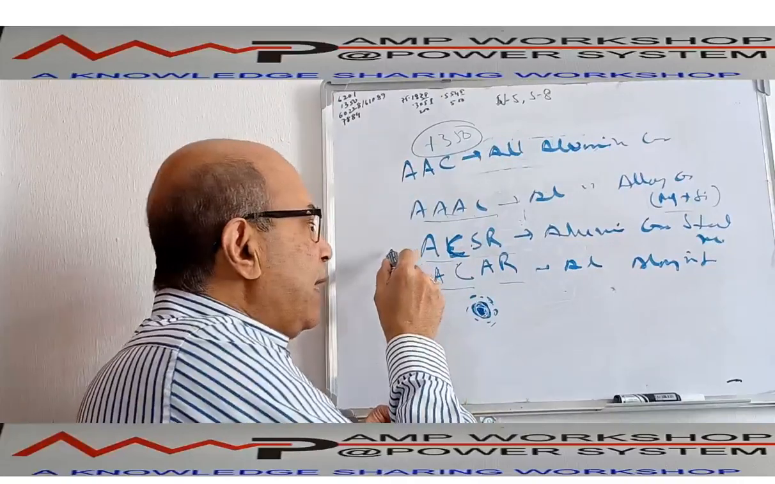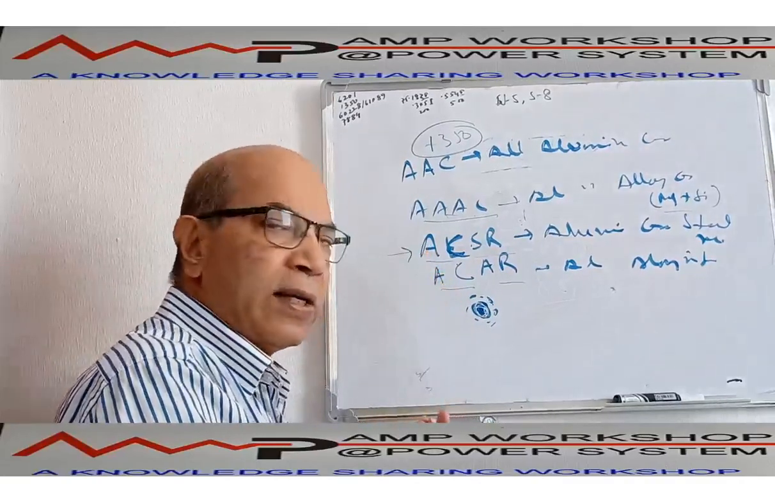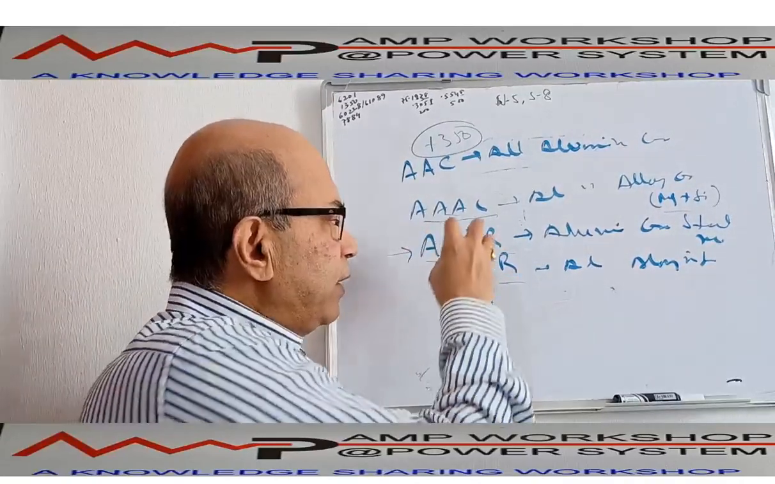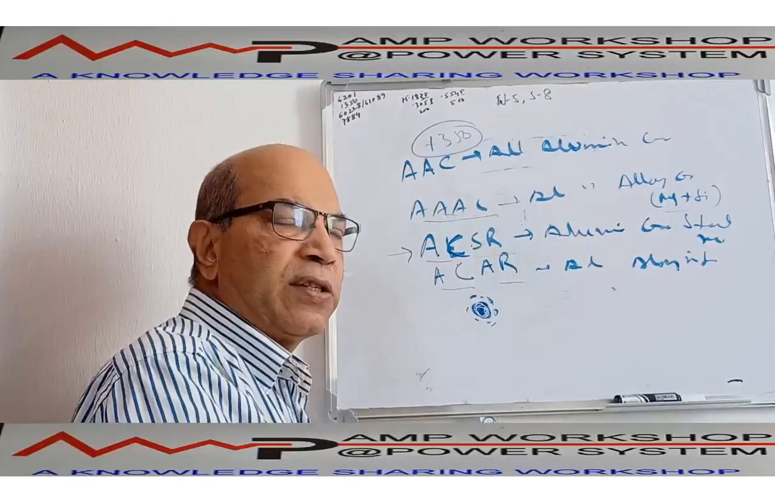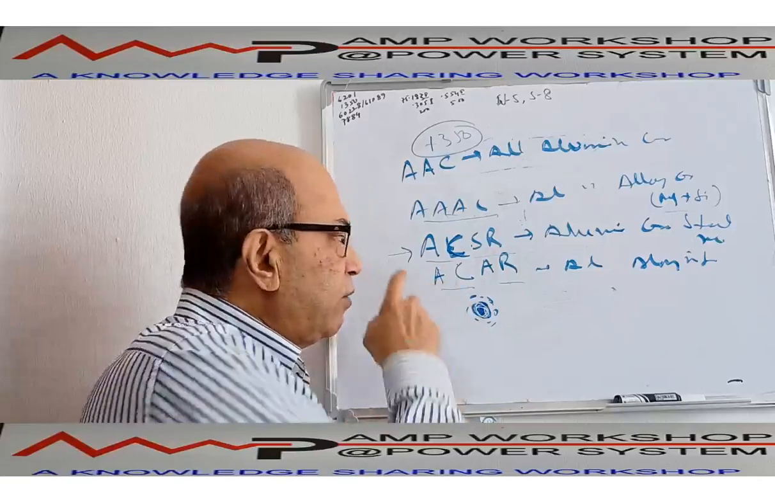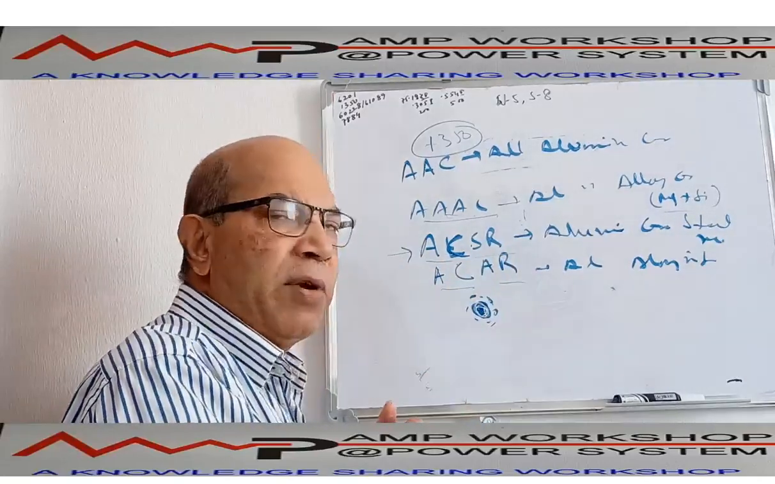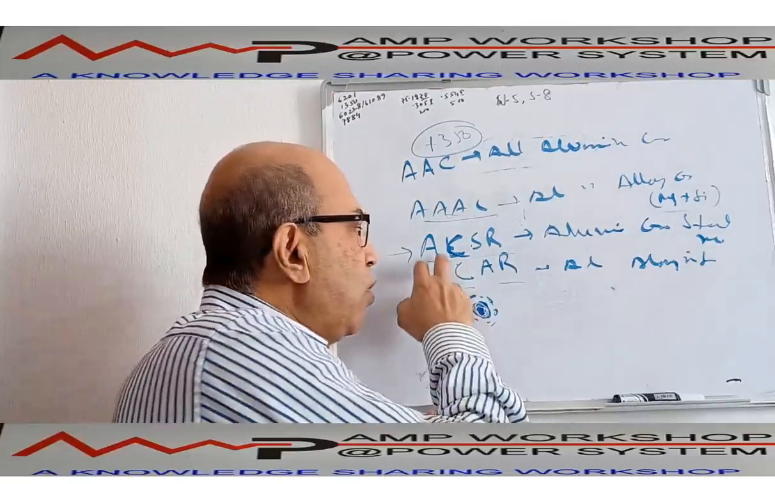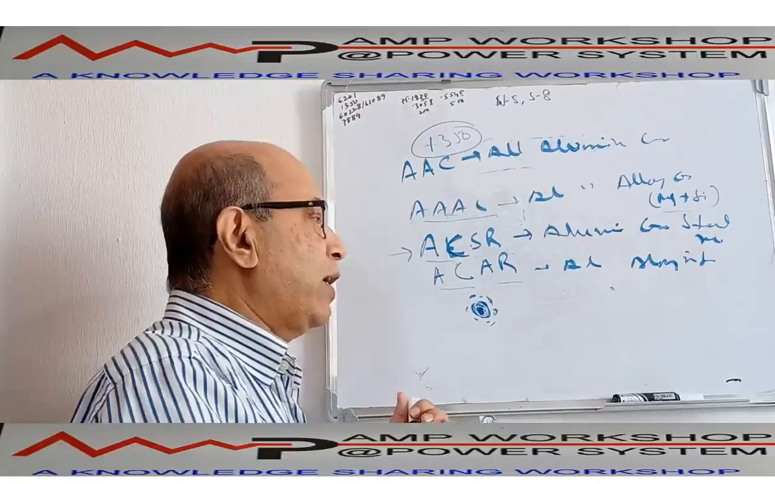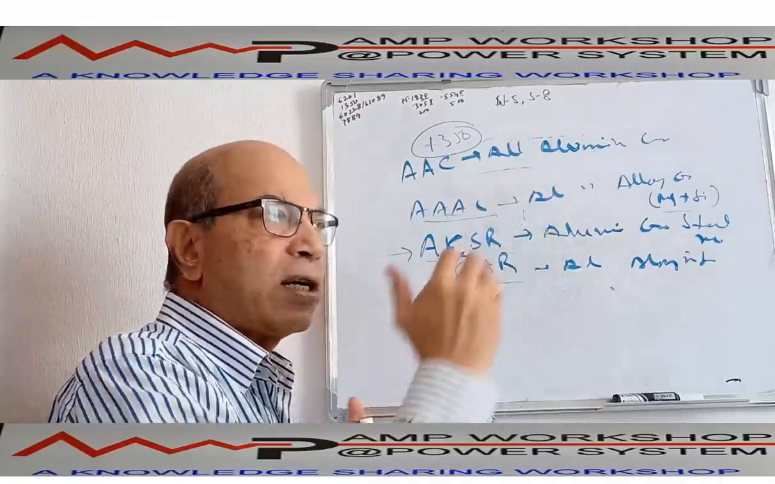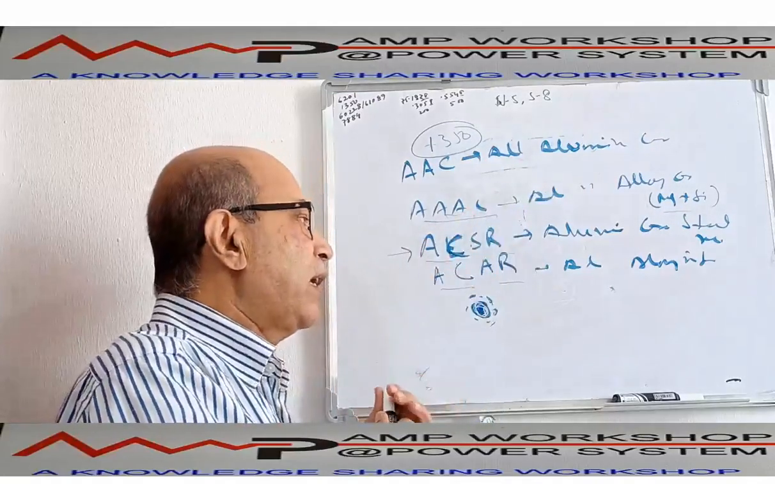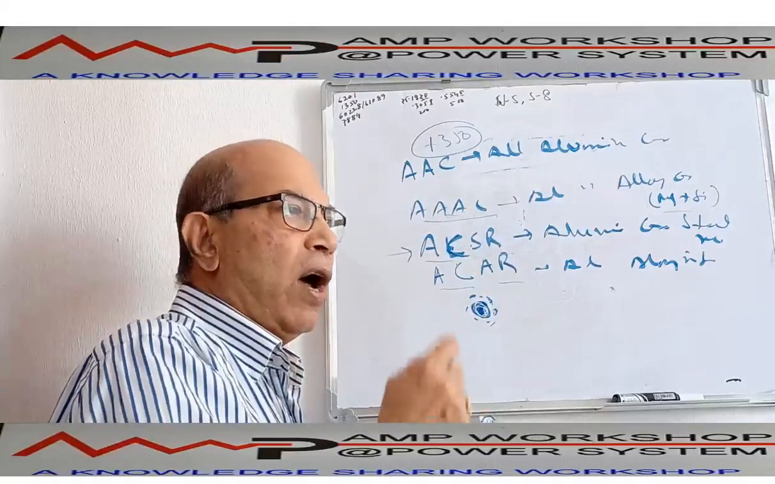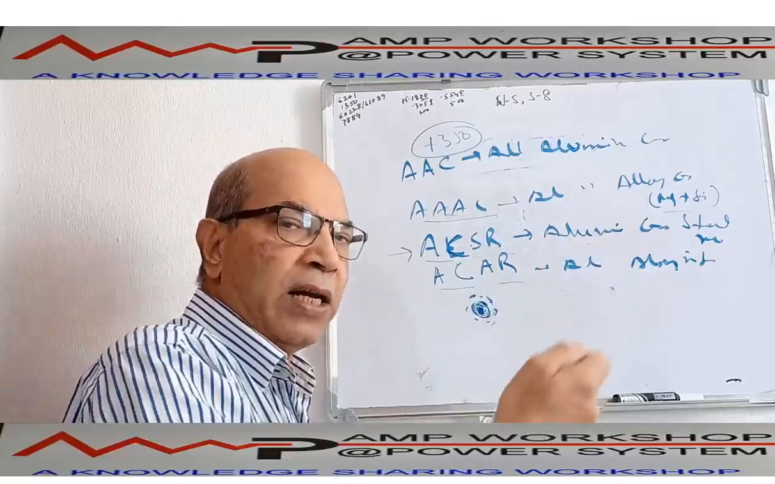Out of these, the ACSR conductor has a high mechanical strength and good conductivity, because the steel wire reinforcement is at the center. That's why in high voltage or medium voltage transmission and distribution, where the tower span is long, where the distance between two towers is high, we use the ACSR conductor, where you need high mechanical tension or mechanical strength.